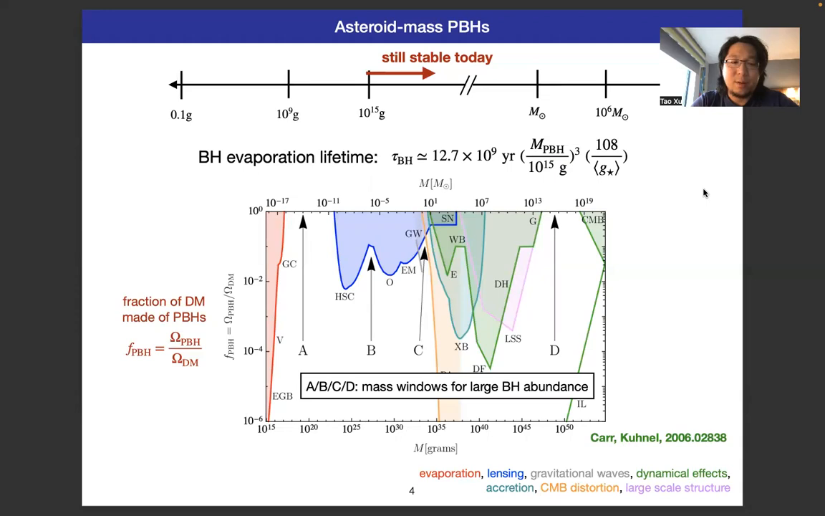In this figure, I'm showing the fraction of dark matter made of primordial black holes as a function of the mass of the primordial black hole. Different color regions are the exclusions for PBHs using different probing signals. The regions labeled A, B, C, and D still allow a large black hole abundance to be dark matter. And asteroid-mass primordial black holes are on the left side of this figure. You will see that currently the strongest constraint on asteroid-mass primordial black holes is from their Hawking evaporation.